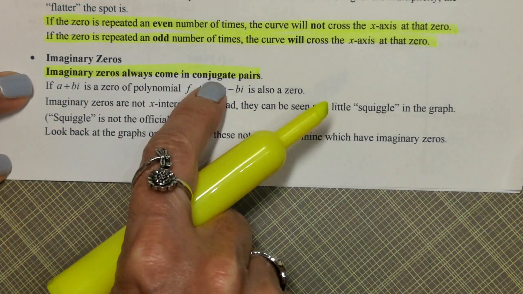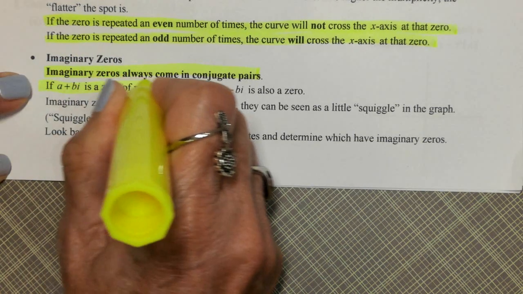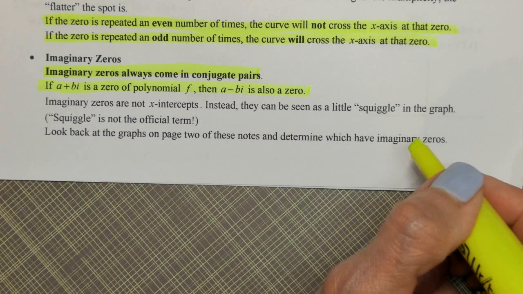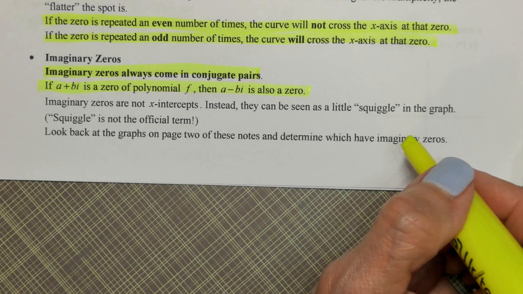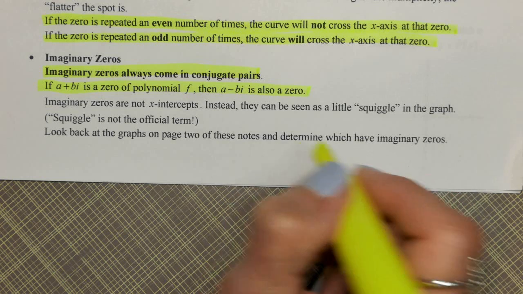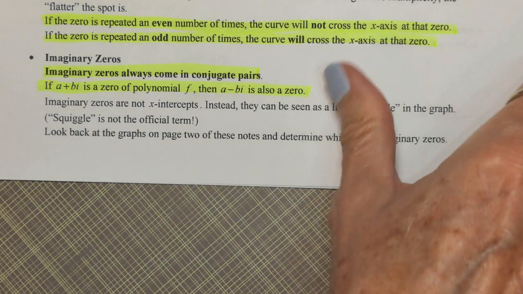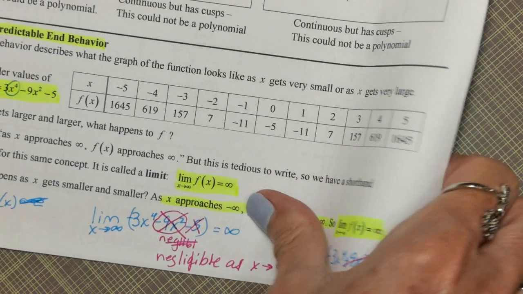They always come in conjugate pairs. If a plus bi is a 0, then a minus bi is also a 0. So they come in conjugate pairs. They're not x-intercepts. Instead, they can be seen as a little squiggle. Okay, let's take a look back at a couple of these on the previous page.